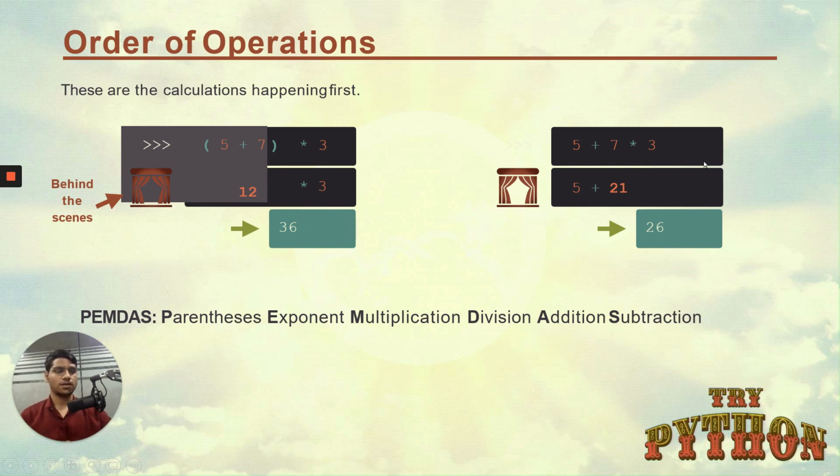So here you can see there are two equations. Both of them are getting different outputs because in this case I'm having a bracket. So 5 plus 7 is done first. In this case 7 into 3 is done first, because of which I'm getting 26 here.